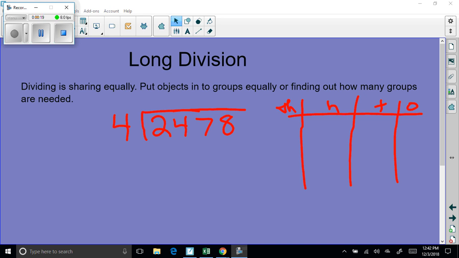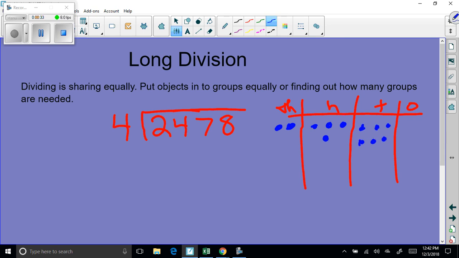So what I have here is a problem, 2,478 divided by 4, and I have my place value chart. And what I'm going to do is represent 2,478 by drawing it. So I have 2,478 represented here. And my job is to go through and make equal groups of 4.